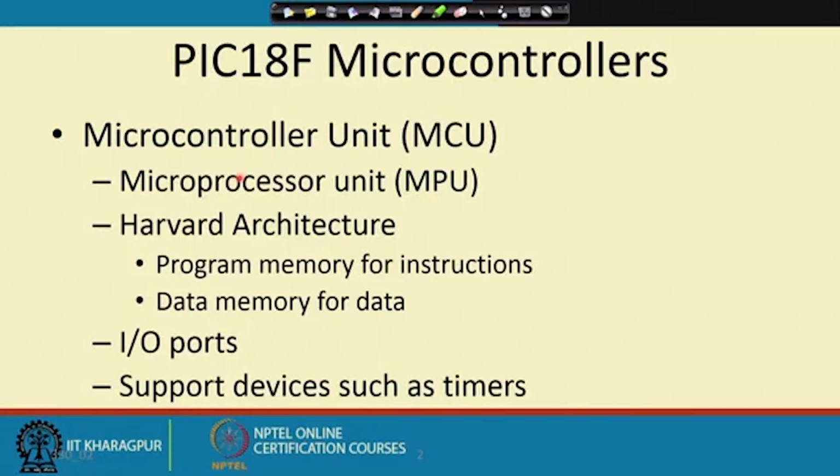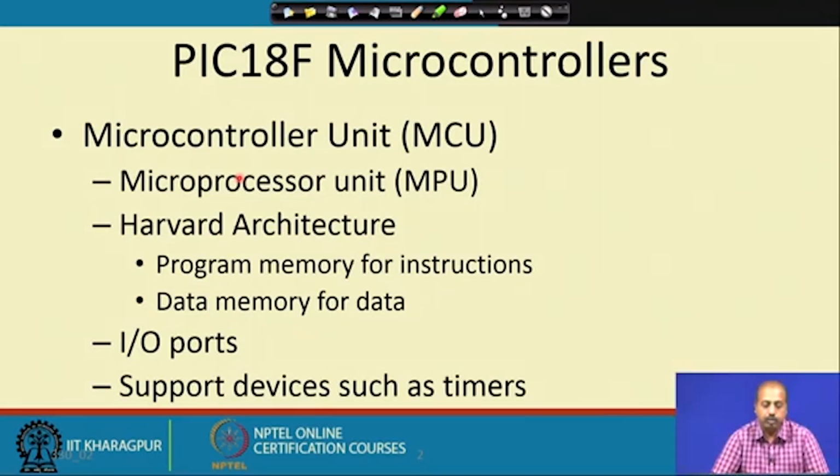When we look into this PIC, the structure consists of these components. There is a microcontroller unit, or MCU. The microcontroller unit consists of the microprocessor unit, which does the processing part. It follows the Harvard architecture, so program memory and data memory are separate. We have program memory for instructions and data memory for data access. Then we have IO ports, and it also supports devices such as timers. So, the 18F family of microcontrollers will have all these things.